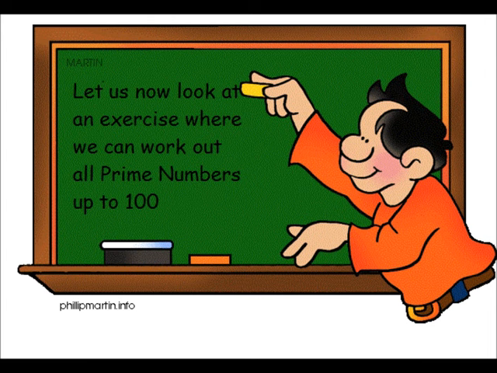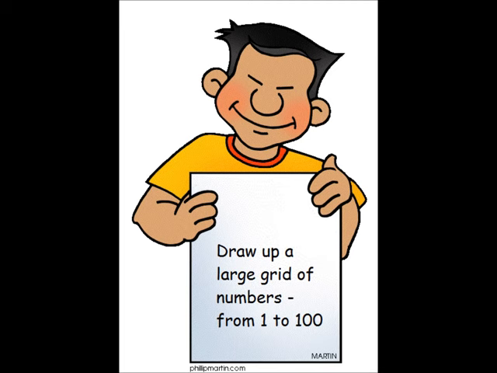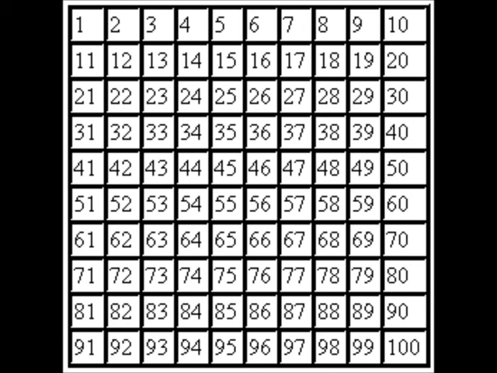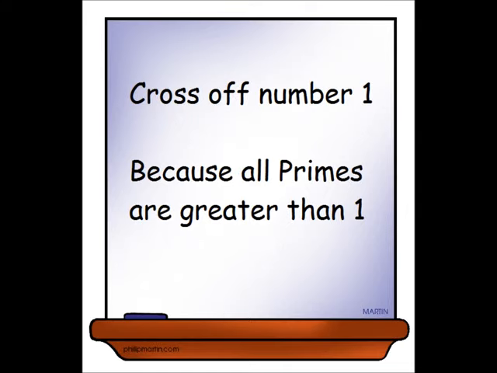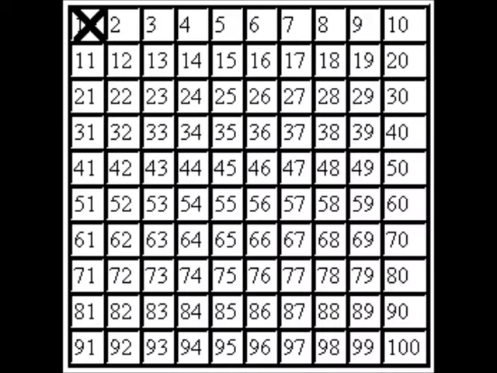Let us now look at an exercise where we can work out all the prime numbers up to 100. Draw up a large grid of numbers from 1 to 100. It should look something like this. Cross off number 1 because all prime numbers are greater than 1. Put a cross through the number 1 on your grid.